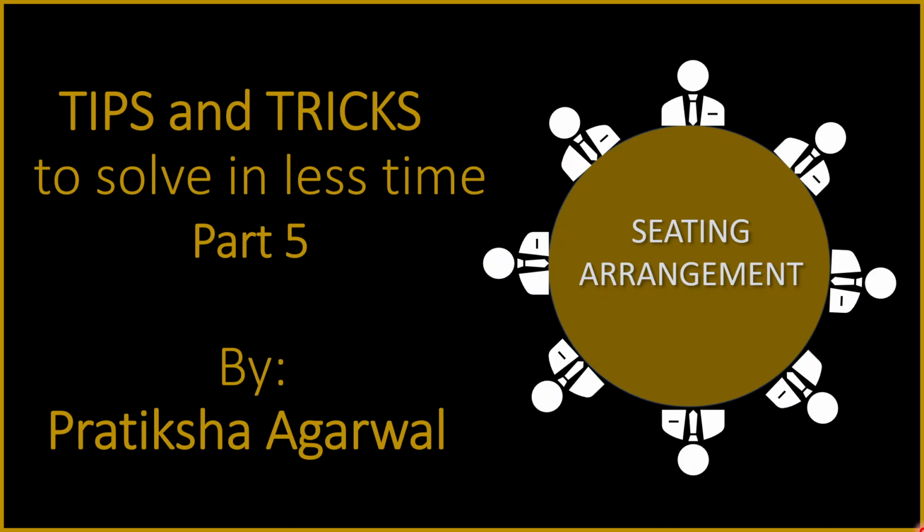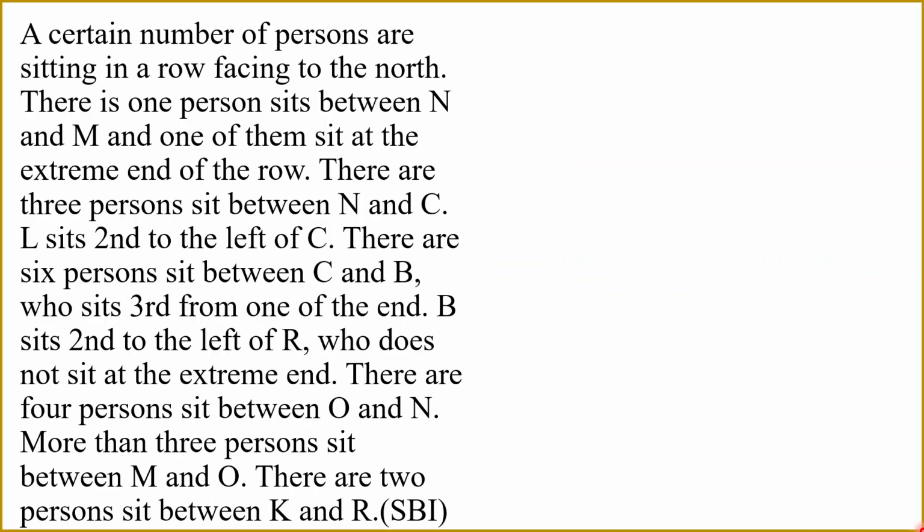Now let's quickly start the video. So this is the reference question, students. As I've told you earlier in my previous video, first we are going to solve this. So let's solve it. A certain number of persons are sitting in a row facing to the north. So we don't know the number of people who are sitting in a row facing north.